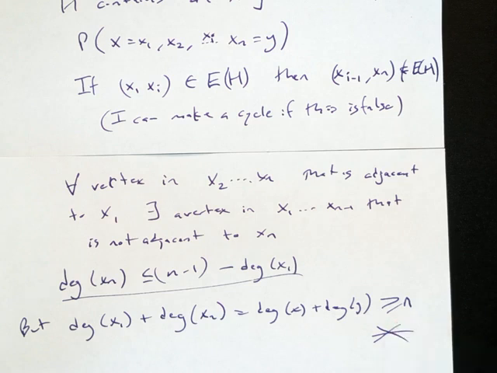By the way, this bound is sharp. If you have a graph where the degree of the non-adjacent vertices is even one less, then you could still have a cut vertex or a bridge.